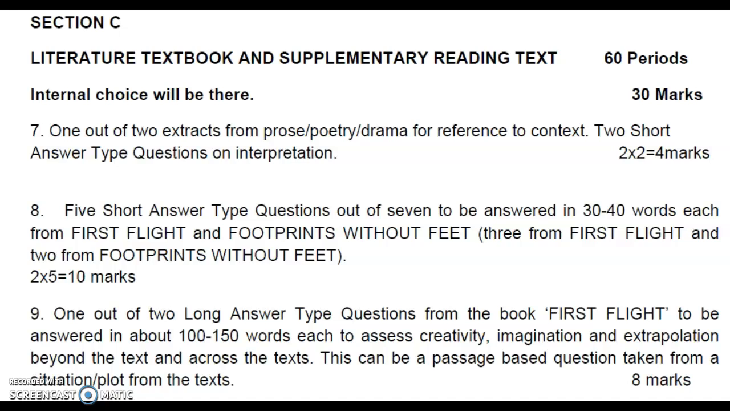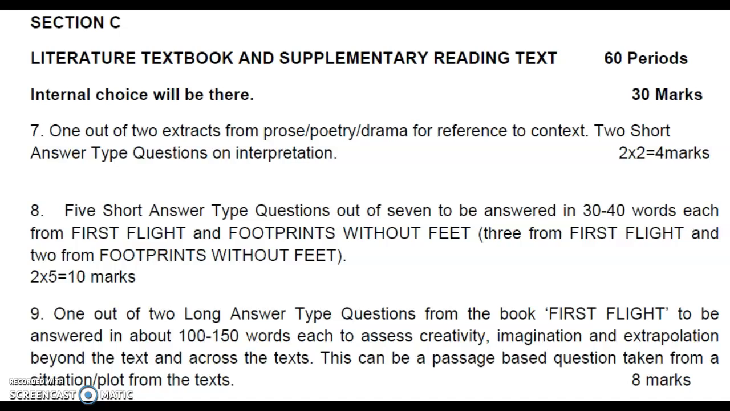Question number 8. This question comprises of 4 questions from both the books. 5 short answer type questions out of 7 are to be answered in about 30 to 40 words each from First Flight and Footprints Without Feet, making sure that 3 questions are from First Flight and 2 questions are from Footprints Without Feet. 2 marks are allocated per question, and total marks allocated are 10 marks. Any extra question attempted will not fetch any marks.